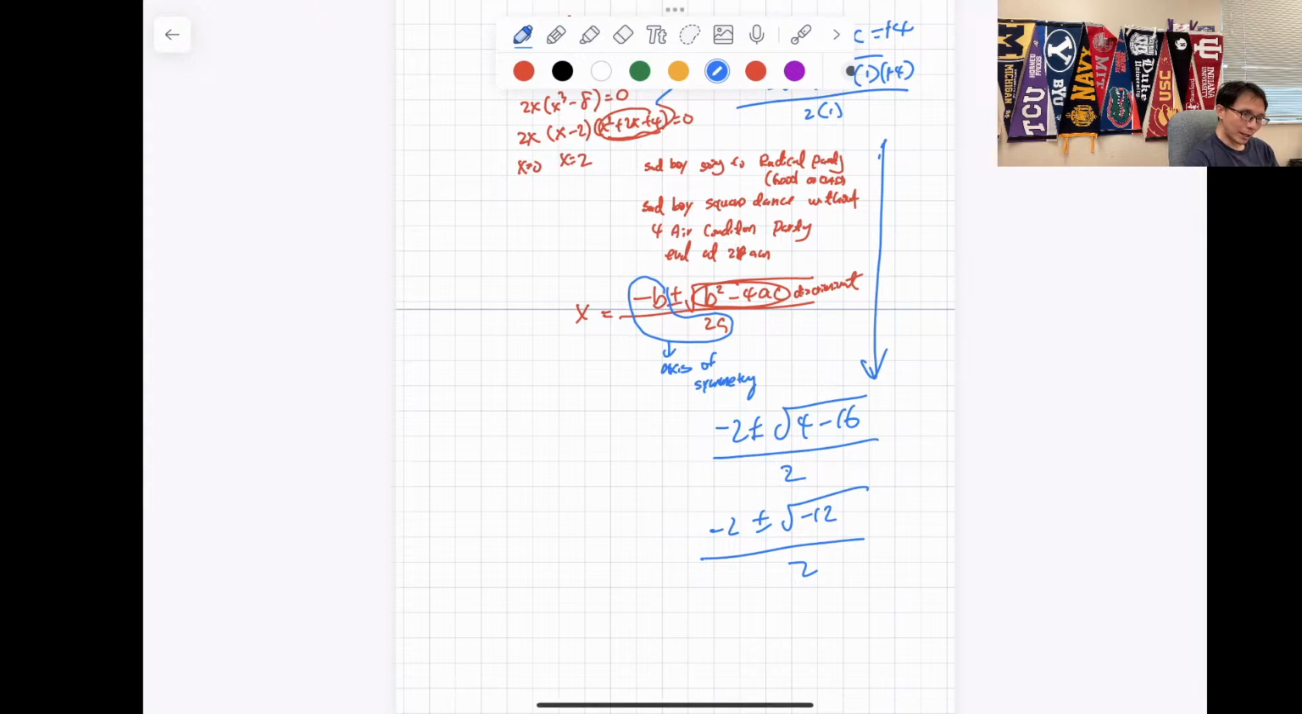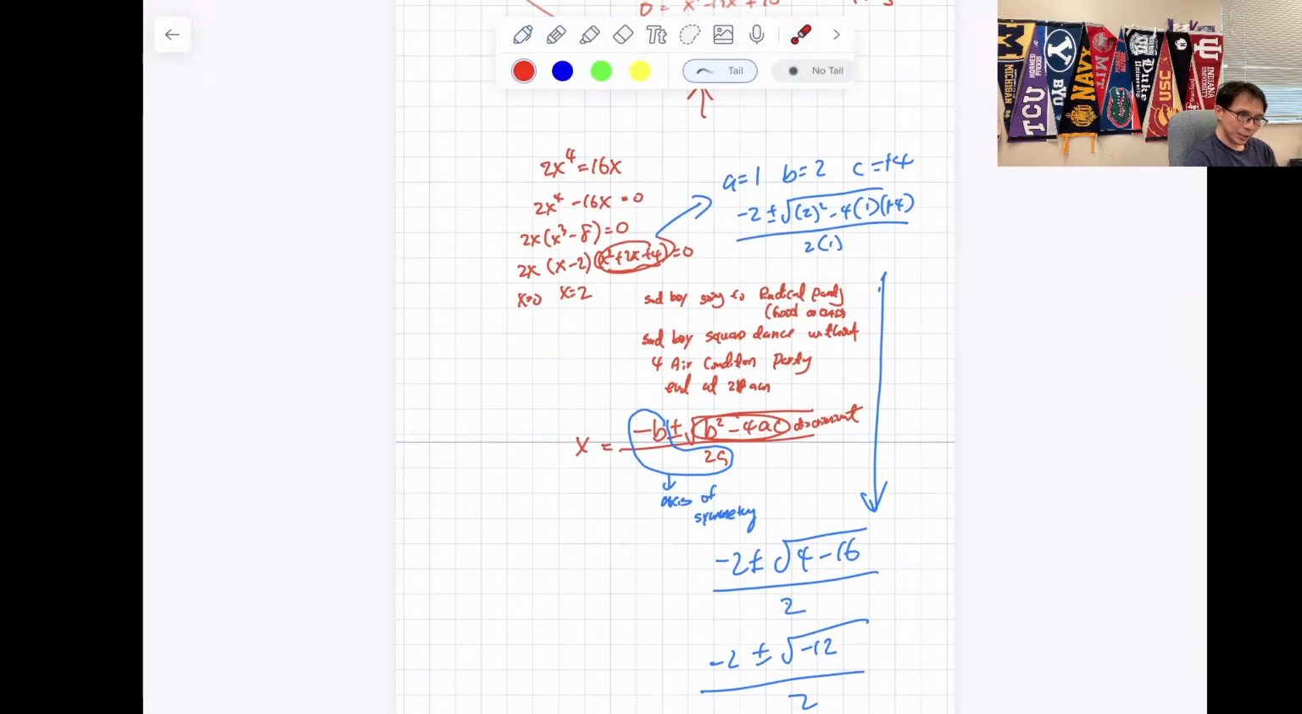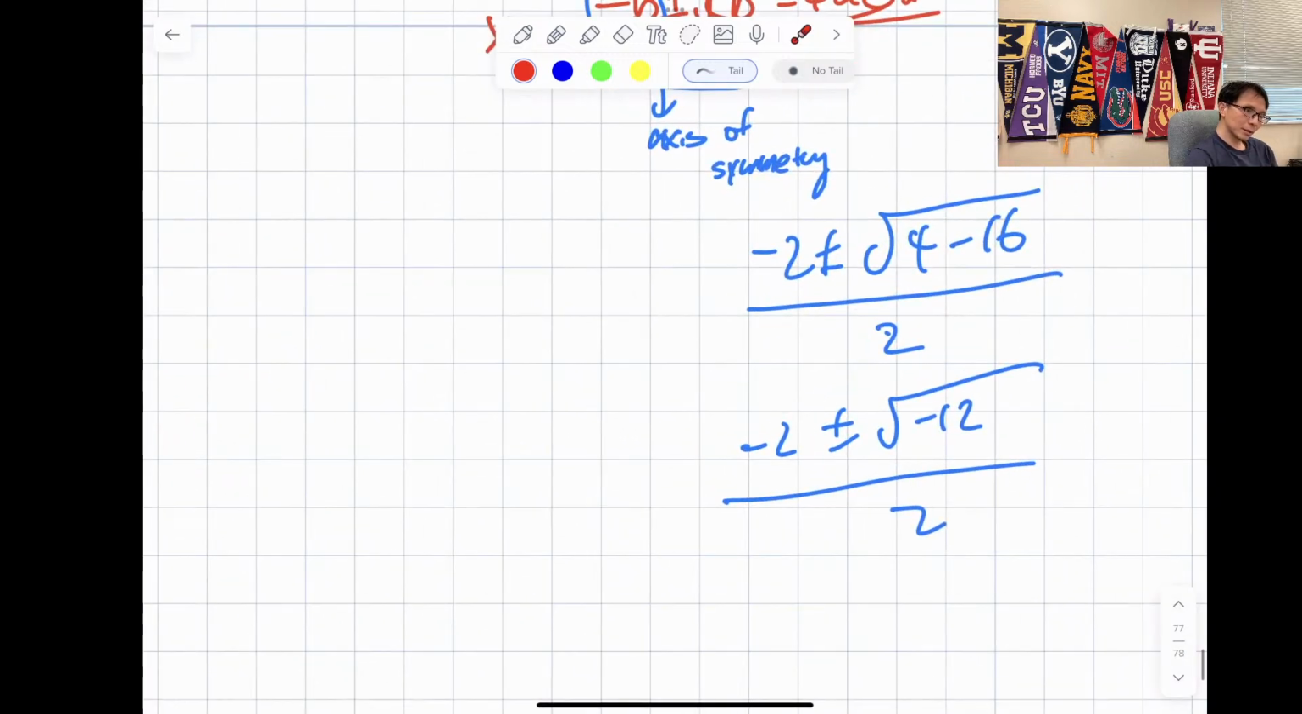Did I make a mistake? It's a -16 because this one's positive. 4ac, right? This is a 4. It'll be -4 for -4. Yeah, but this 4 is positive though. So this is a positive 4. So here it's gonna give you like this.